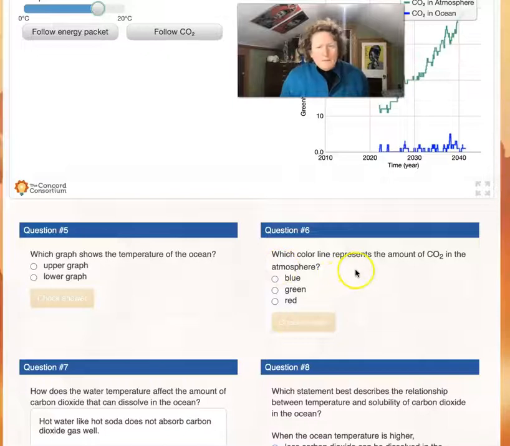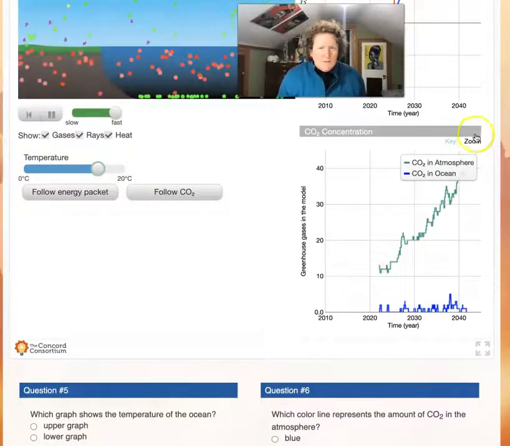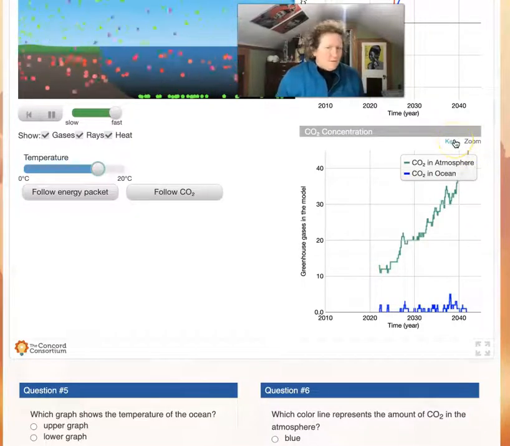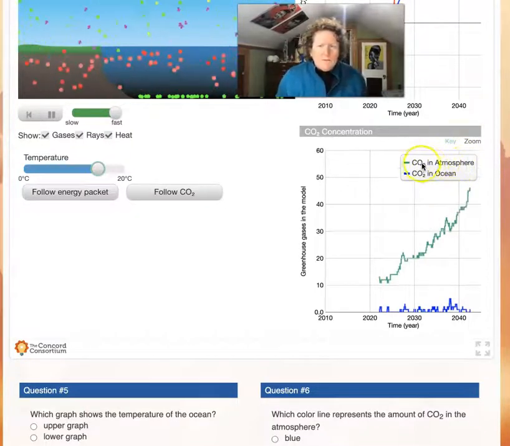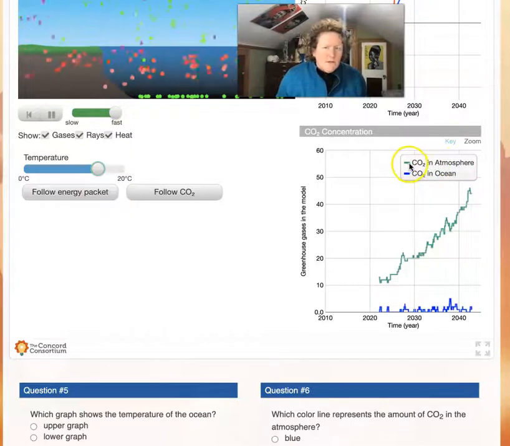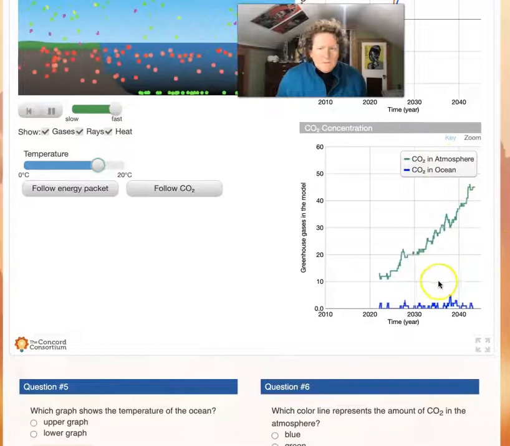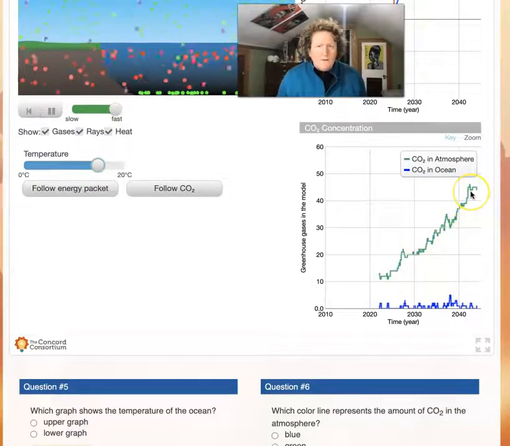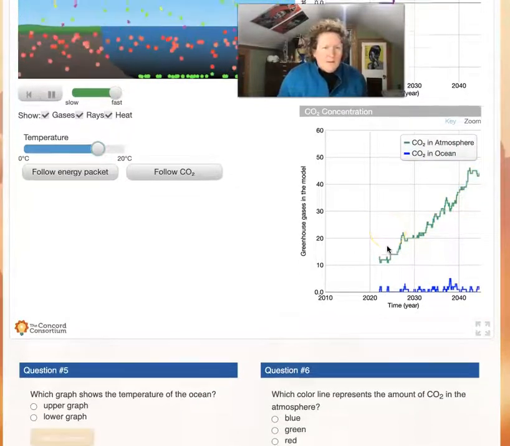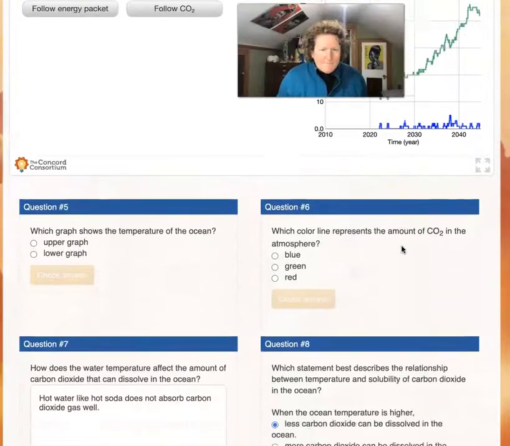Which color line represents the amount of CO2 in the atmosphere? So let's look at the key. You can press key here if you don't have this key. CO2 in the atmosphere is a green line. CO2 in the ocean is a blue line. So CO2 in the atmosphere is right here. And it keeps going up and up and up.